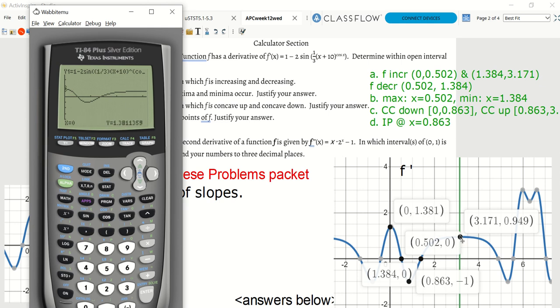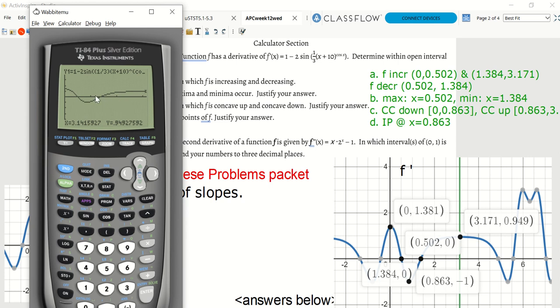And if you want this point right here, which is the end of the interval, which is pi, just go trace and then hit pi, which is second here, and then it spits out the 0.949, which is there. And so that gives us the endpoints.